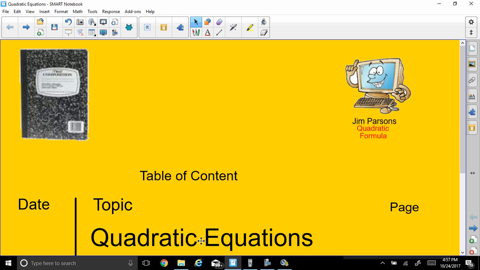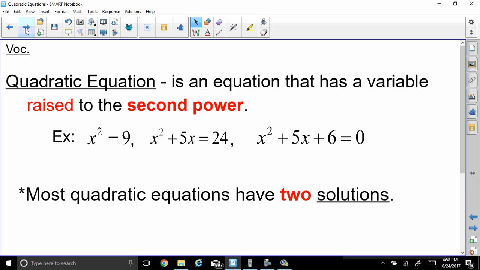We are talking about quadratic equations. A quadratic equation is an equation that has a variable raised to the second power. For example, x squared equals 9, or x squared plus 5x equals 24, x squared plus 5x plus 6 equals 0. Most quadratic equations have two solutions.